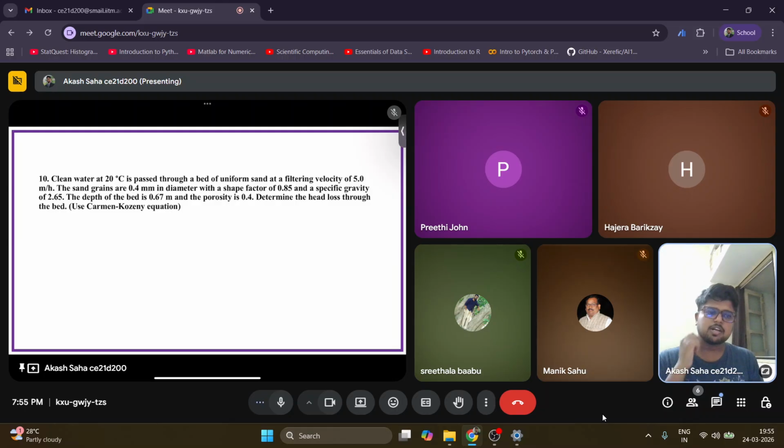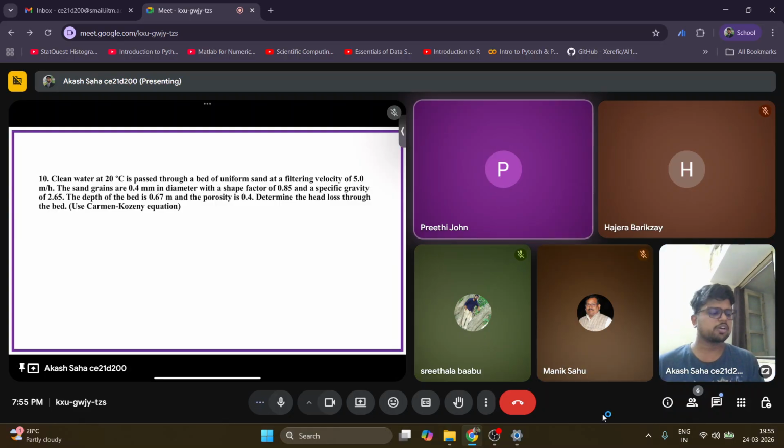So HF is equal to friction factor into length into 1 minus void ratio into Vs square by void ratio cube G into diameter. Are you aware of this equation? No? No, sir. Okay, I will give you this.